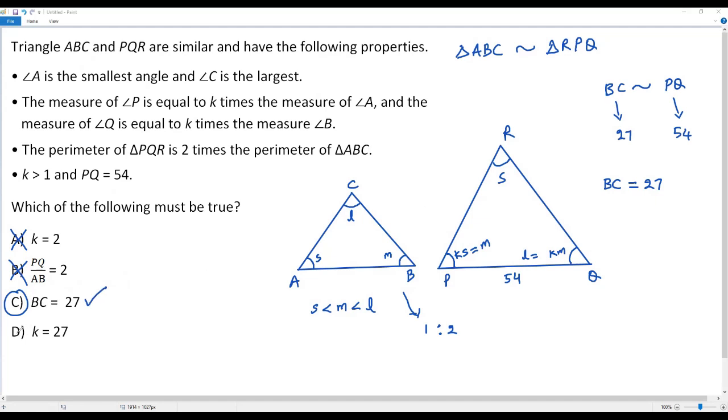And here we can reject answer choice D, because we have k equals 27. We know that k is greater than 1, but I'm not sure what the exact value of k is. So for whatever reason we rejected answer choice A, for the same reason we can reject answer choice D. So therefore, the correct answer choice for this question is C.